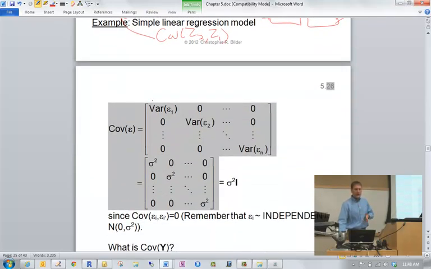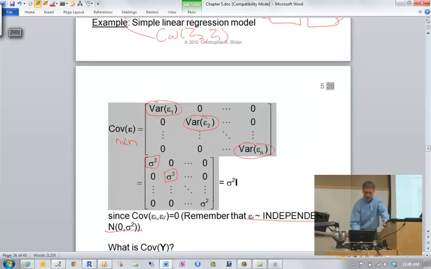So let's look at this in the context of a sample model. So the covariance of epsilon. Epsilon's a vector. There's epsilon 1, epsilon 2, down to epsilon n in it. Now remember that epsilon sub i in our model are independent, with mean of 0, variance of sigma squared. So my covariance matrix, which is n by n, should have on the diagonal corresponding variances, which are sigma squared.